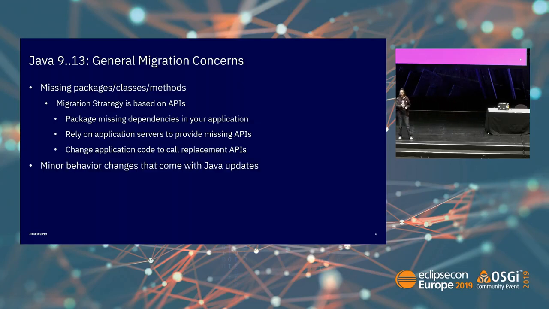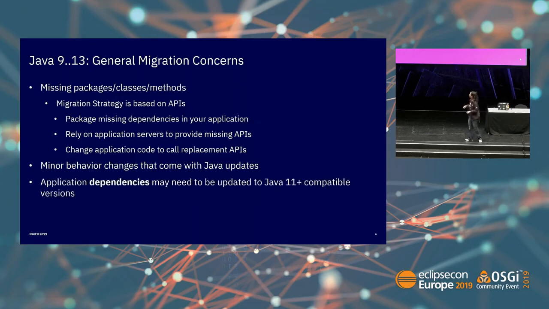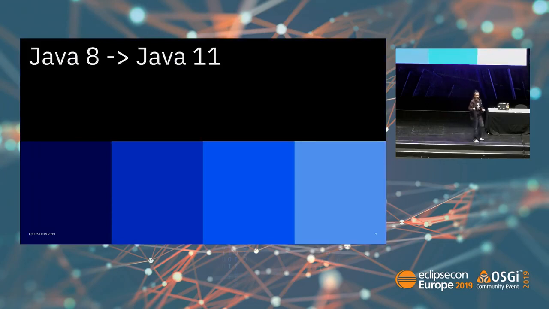There are also always minor behavior changes that come with every Java update. That's why my team exists, because we want to do all those Java SE upgrades with minimal surprises. We like to help people figure out if they're going to run into issues before they do. And of course, if you have application dependencies, you may need to upgrade them to a Java 11 compatible version. For example, for our tool, we had to upgrade to ASM 7.0 so that we can get Java 11 compatibility.